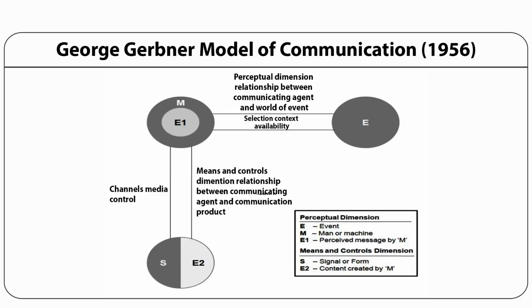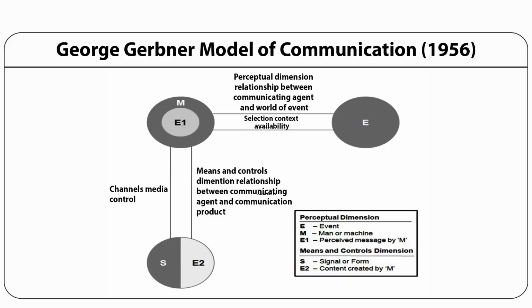In this model, two dimensions are there, namely the perceptual dimension and the means and control dimension. In the perceptual dimension, as given in the figure, E is an event that happens in real life, and the event content or message is perceived by M. M may be a man or a machine. After perception, the message from E by M is known as E1.